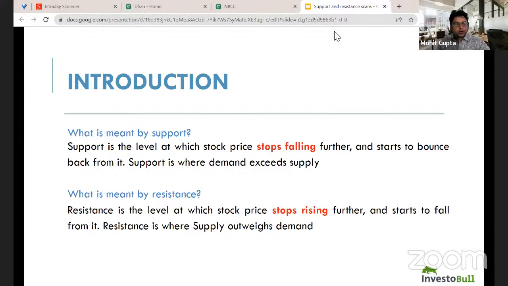Okay. So, what is meant by support? The first question is, what do you mean by support? Support is a level at which the stock price actually stops falling further and starts to bounce back from it. So support is a level on the chart where demand is in excess of supply, right? Simple as that. So support is a level at which the stock stops falling further. If I would like to show you, let's say some stock is falling, falling, falling, and at some point of time it makes a reversal.